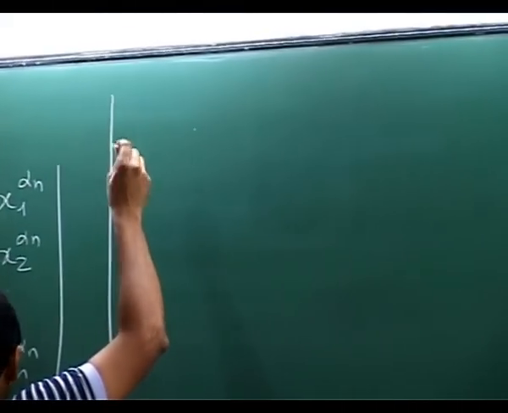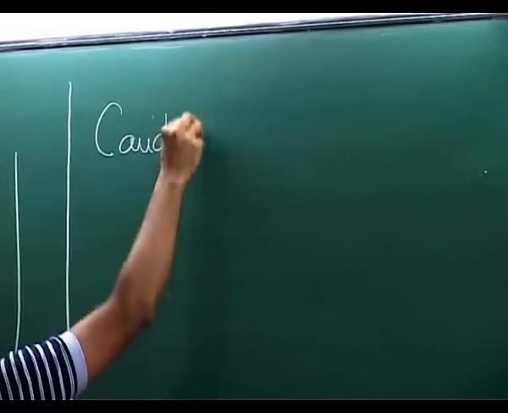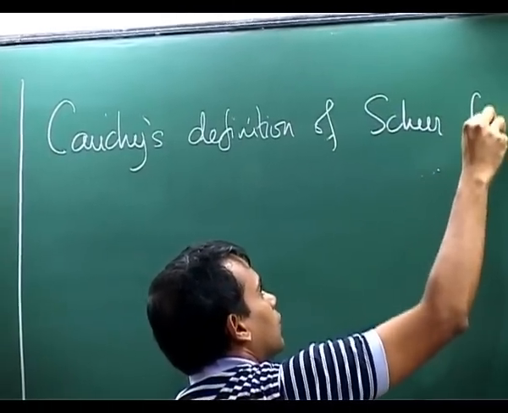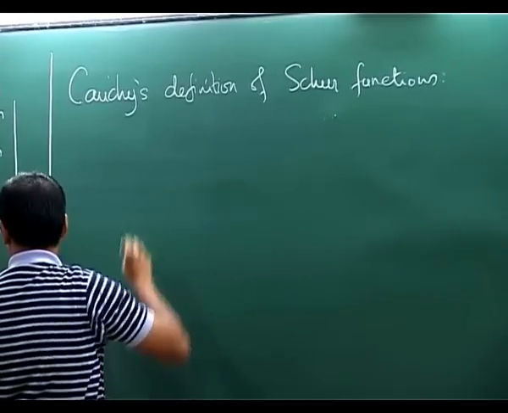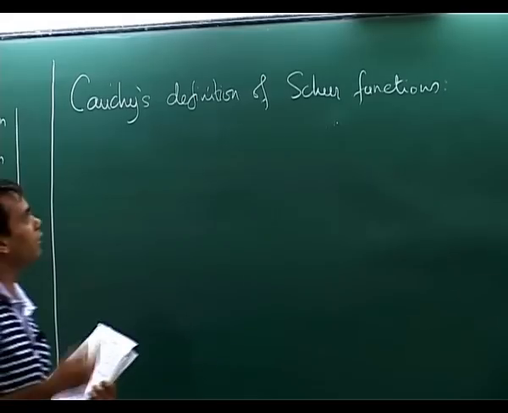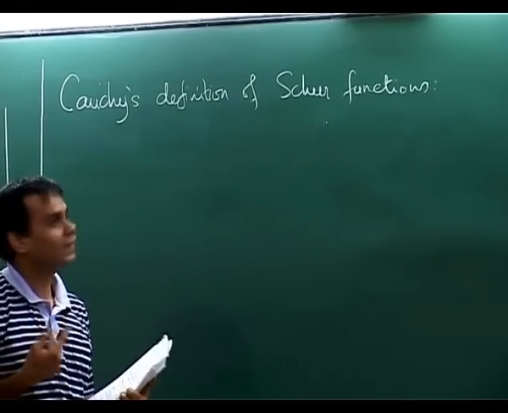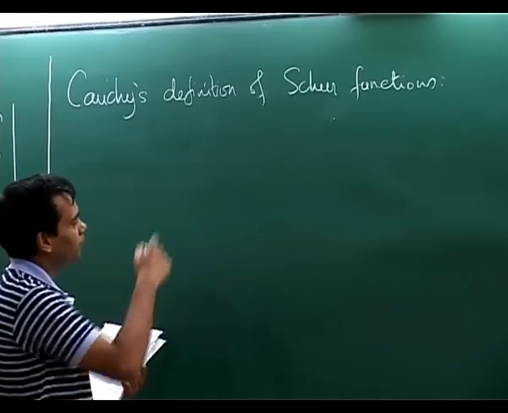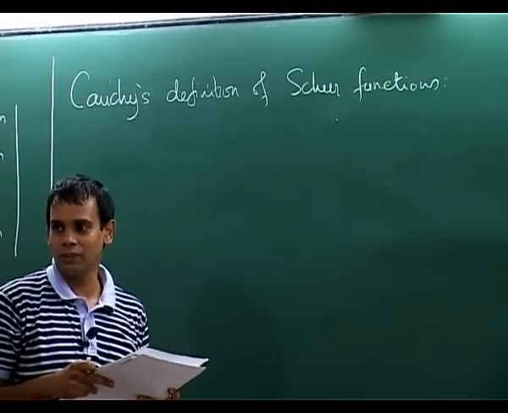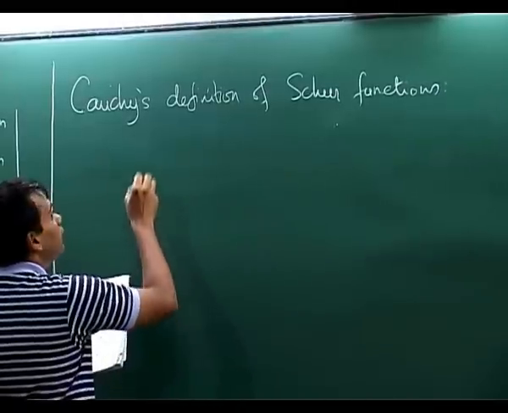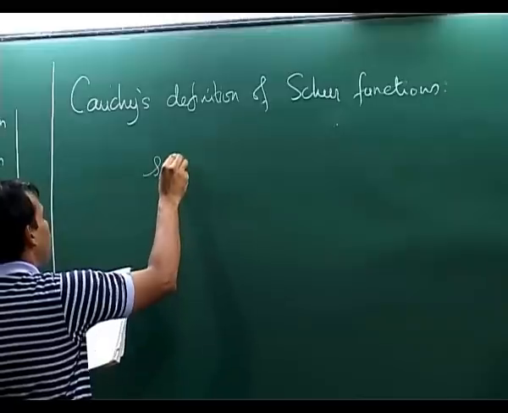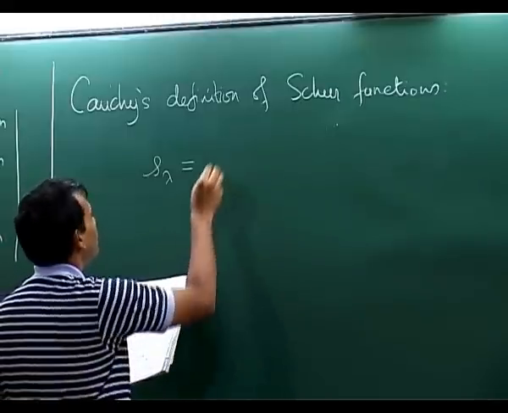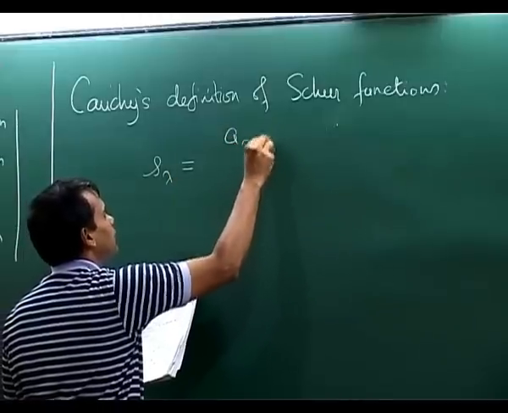And Cauchy gave a formula for Schur functions. Well, actually, he defined them like this. They were called Schur functions later on, but I think they appeared in Cauchy's work before Schur. Schur showed their connections with the representations of GLn. So for each partition, let's say that lambda is a partition of n, then the Schur function s lambda is A lambda plus delta over A delta.